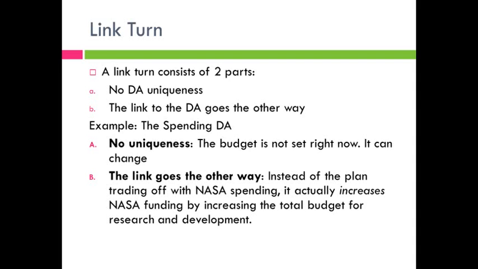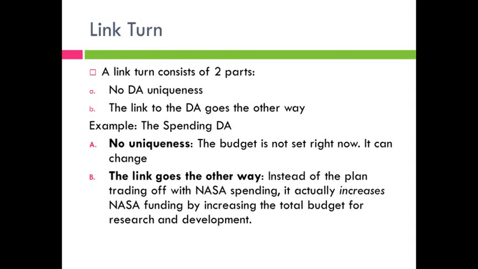First is no DA uniqueness, and the second is an argument that says that the link to the DA goes the other way. So here's an example with the spending DA, which actually here should be titled the NASA trade-off DA, okay? So the first is an argument that there's no uniqueness. Like I said earlier, the no uniqueness argument with the NASA trade-off DA is that the budget is not set right now, it can change, okay? So that makes sense, right? So the DA is non-unique. Great, and then the second part is that the link goes the other way.